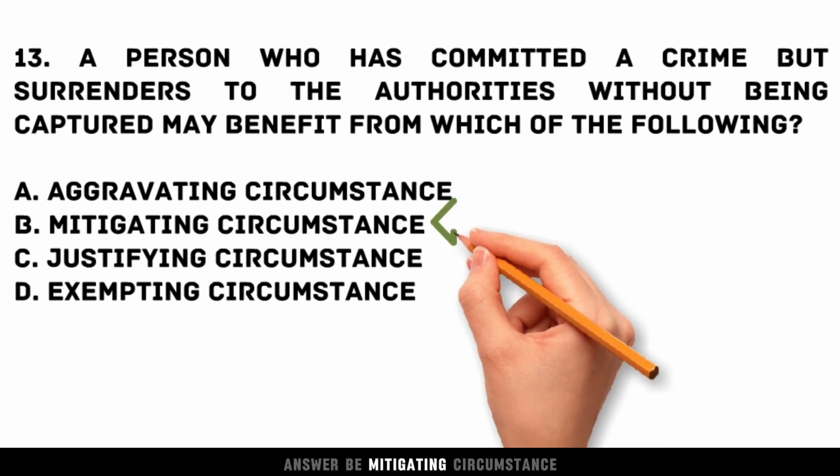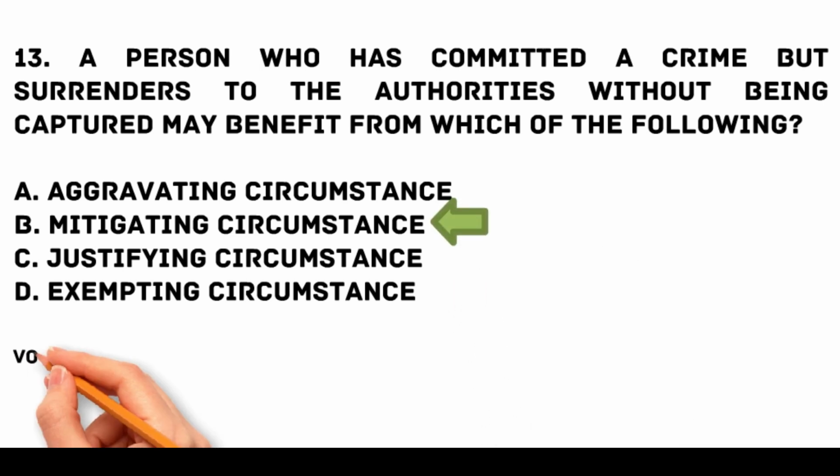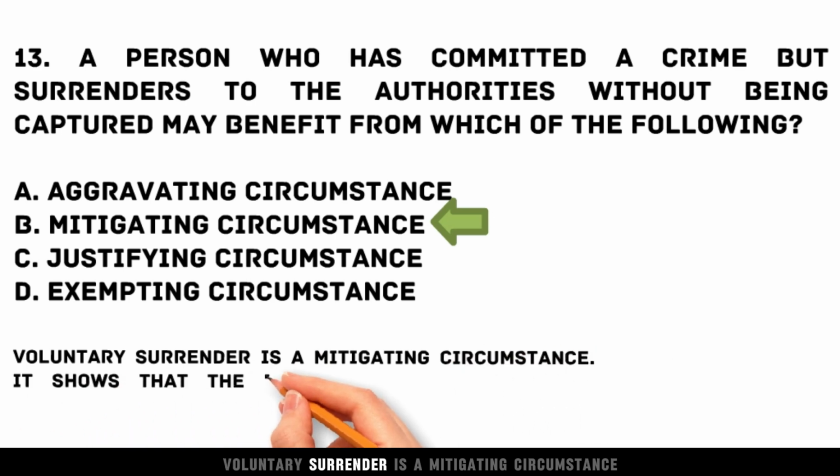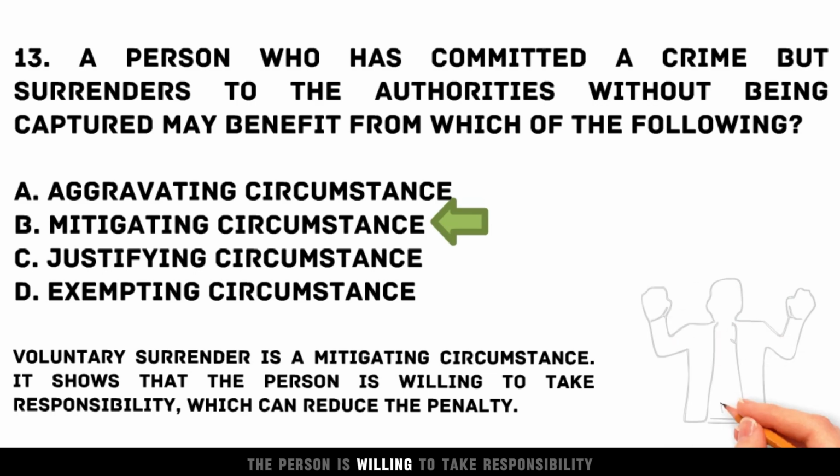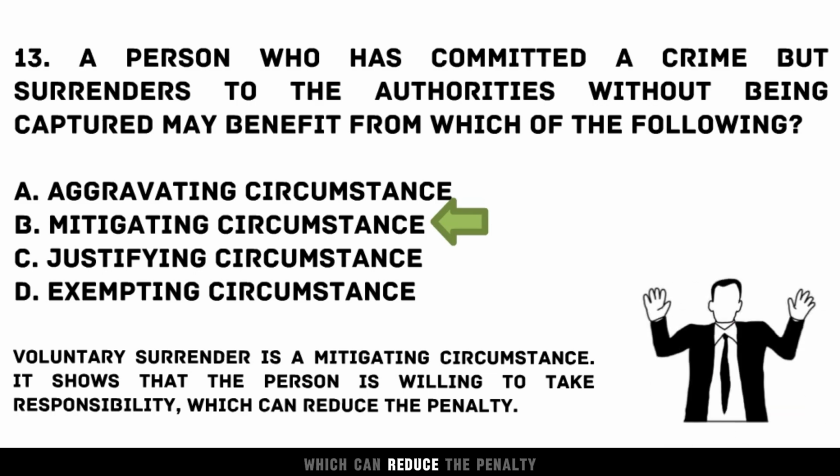Answer: B. Mitigating circumstance. Explanation: voluntary surrender is a mitigating circumstance. It shows that the person is willing to take responsibility, which can reduce the penalty.